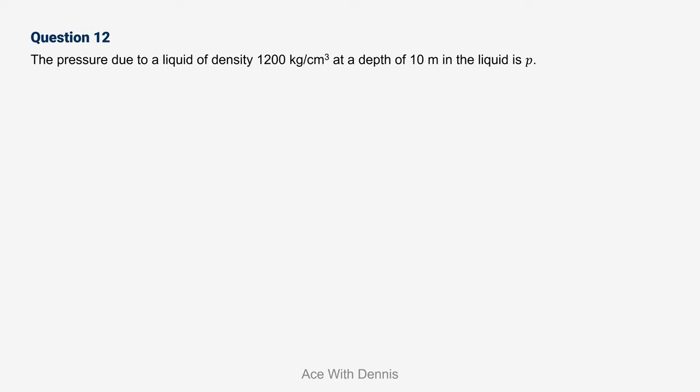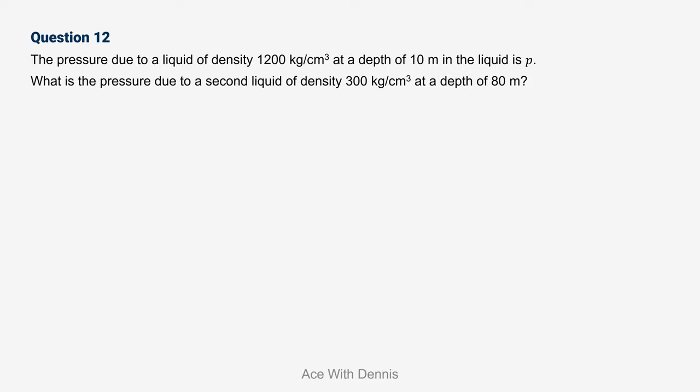Question 12. The pressure due to a liquid of density 1200 kilograms per centimeter cubed at a depth of 10 meters in the liquid is P. What is the pressure due to a second liquid of density 300 kg per centimeter cubed at a depth of 80 meters? Is it A, P over 2, B, 2P, C, 4P, or D, 32P? The answer is B, 2P.